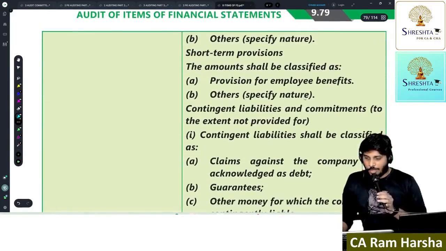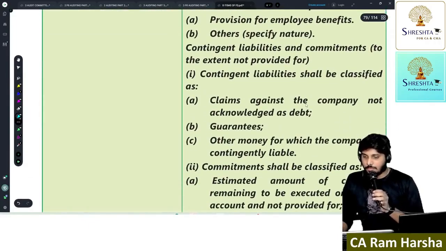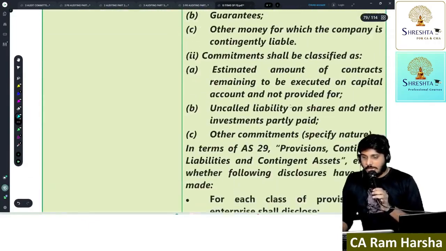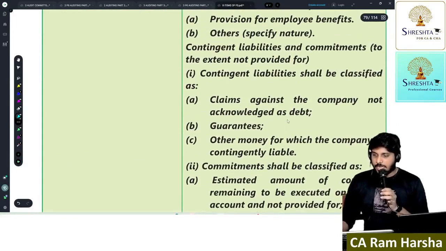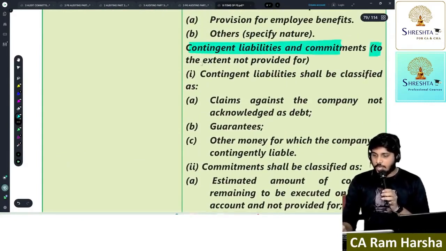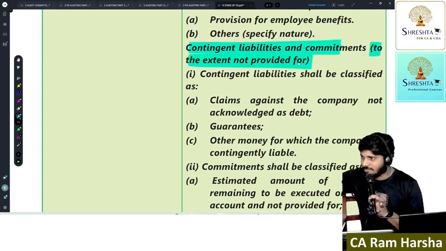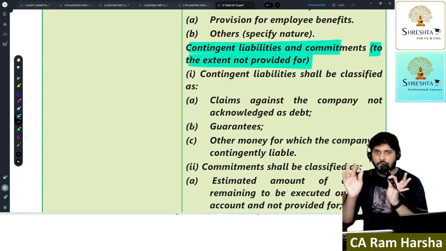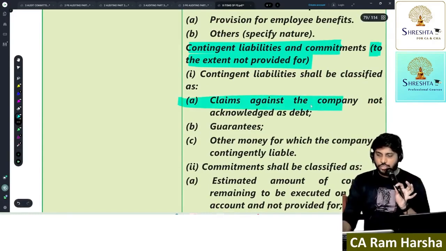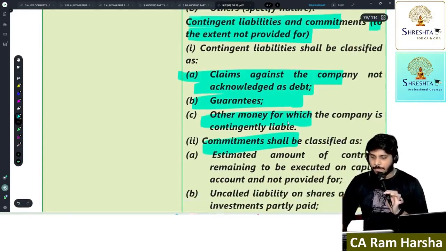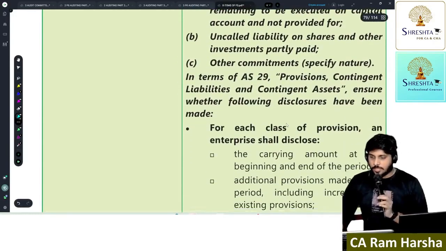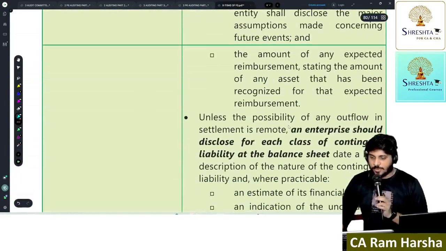Disclosures. Long-term provision, short-term provision should be shown separately. And contingencies, contingent liabilities and commitments to the extent not provided for means what? Where there is no provision is created. So where you are showing at contingent liability but not provision, you should show separately again here below. AS 29 you need to satisfy.